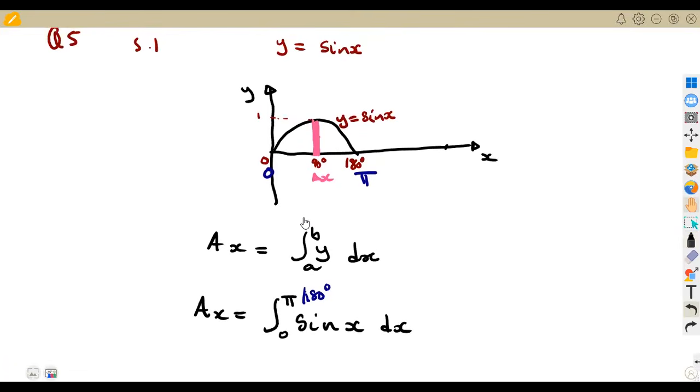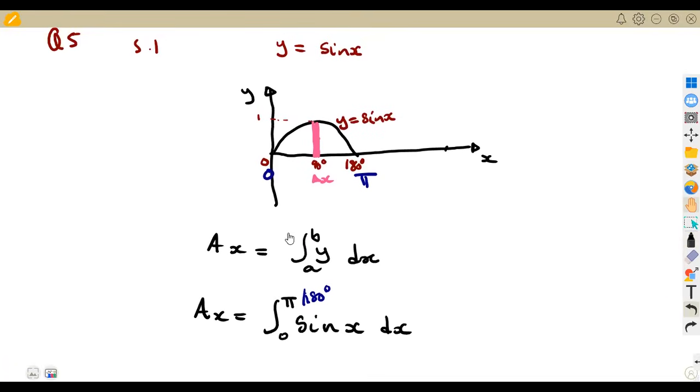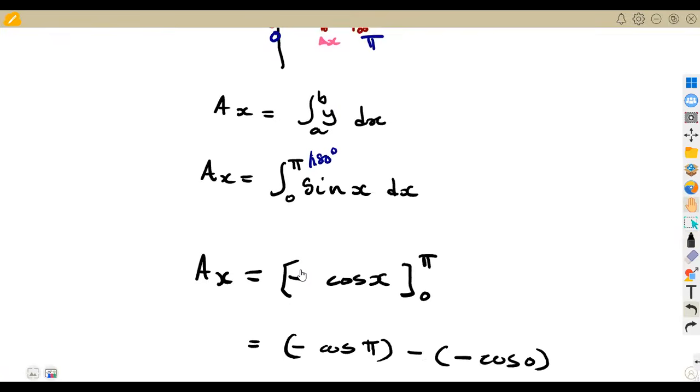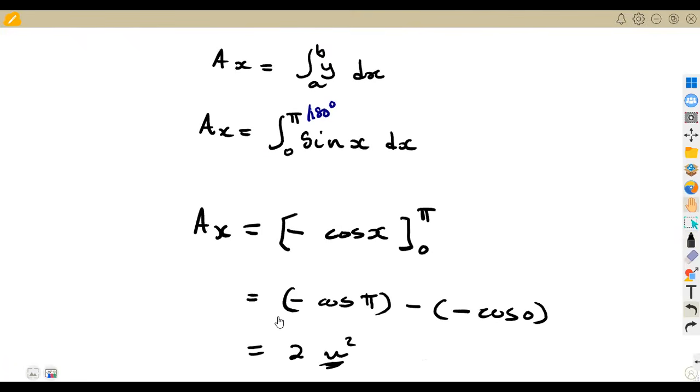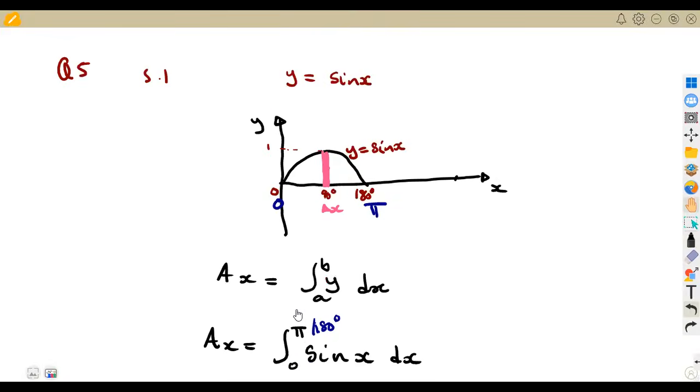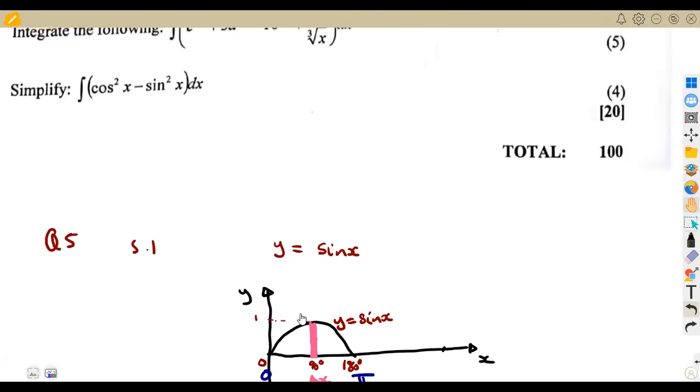For the 7 marks that you're given, I think this one was a nice question. If you understand your integration, there's not much work in there. Anyways, let's see the next question.